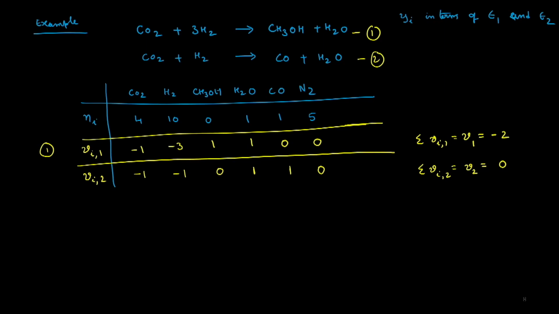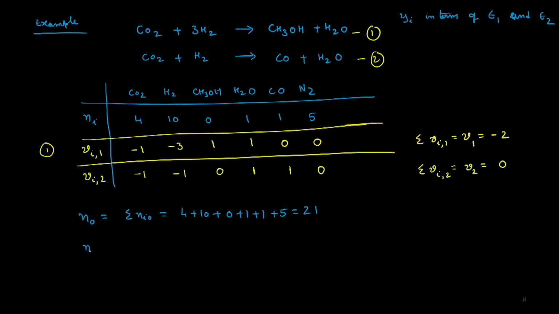So once I identify this, the next thing I want to do is calculate N naught, right? From the given information, it is the sigma of Ni naught, and this value is 4 plus 10 plus 0 plus 1 plus 1 plus 5, which turns out to be 14, 15, 16, and 20, 21, right?